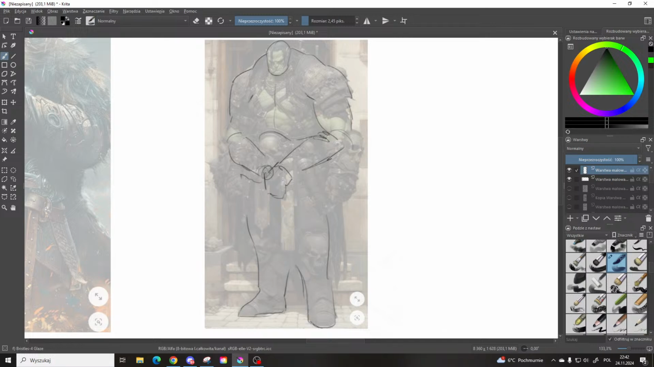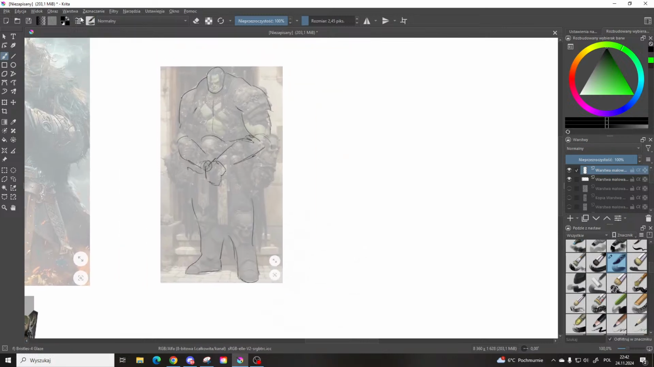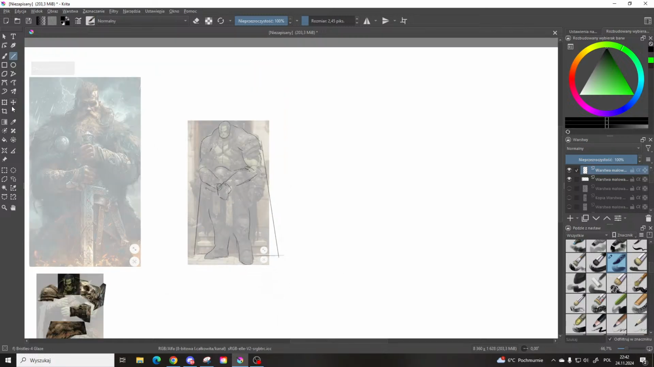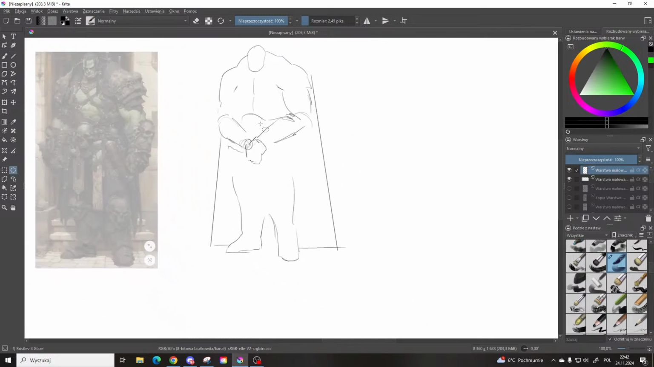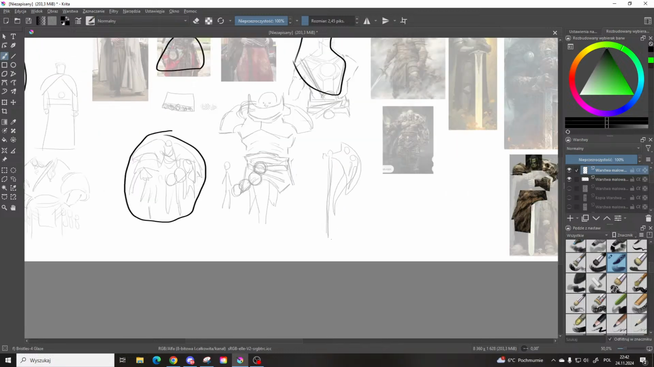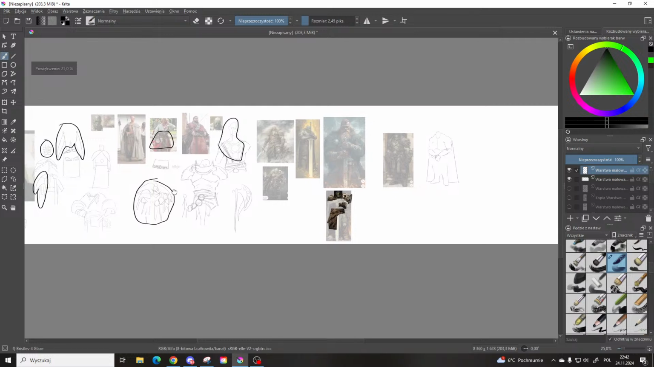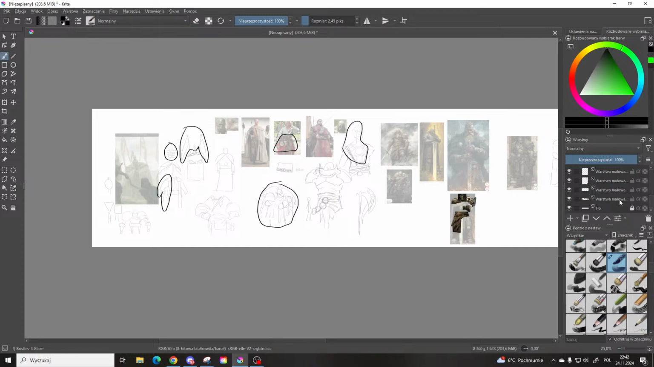I will still think more about the weapon that he will hold. What I would like him to have would be this and this shape. I feel it works for me, yeah. It will work when it has more detail. Okay, so now I'm gonna use this, and this. Let me put them together somehow.